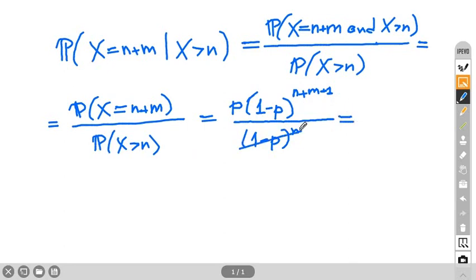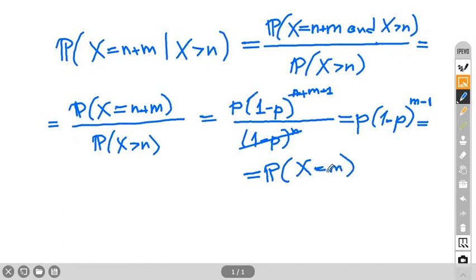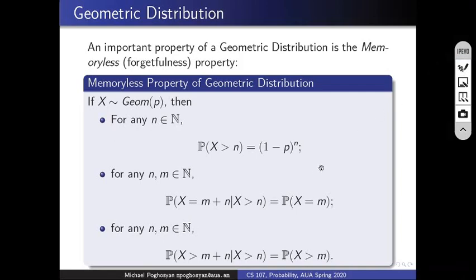If we cancel this with that, we will be left with p times (1 minus p) to m minus 1. And this is exactly the value of our PMF at the point m. So this is the probability that X will take the value m. Sorry, I'm leaving the proof of the other part of this memoryless property of the geometric distribution to you because it is very similar to this.